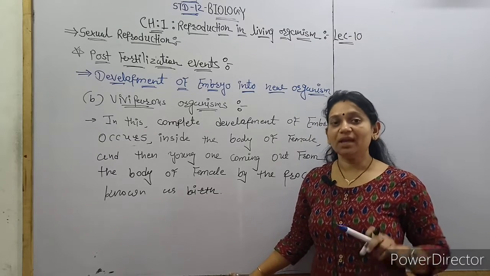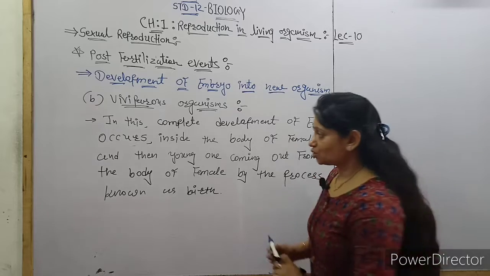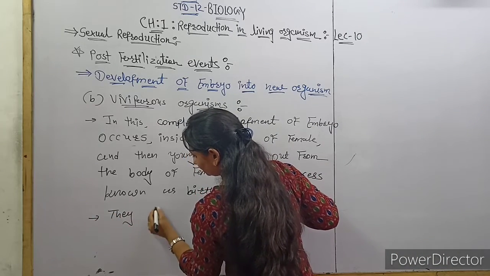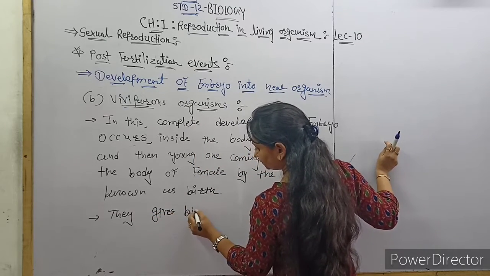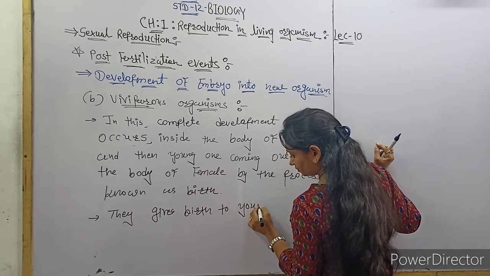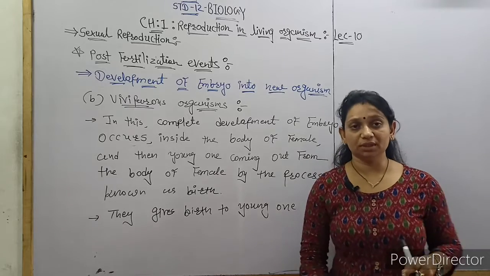and for the oviparous they lay eggs. Fine. So here we will simply say beta, they give birth to young ones. Fine.